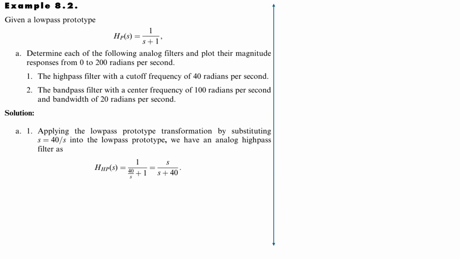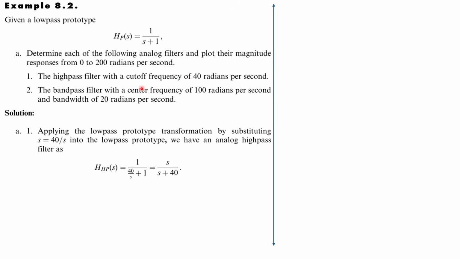Okay, so now let's take some questions based on this. H_p(s) is given as first order only, right? The first order prototype function, that is the low pass prototype 1 over s plus 1, very well known, and this is very important. So now what to do? You have to determine each of the following analog filters and plot their magnitude, right?